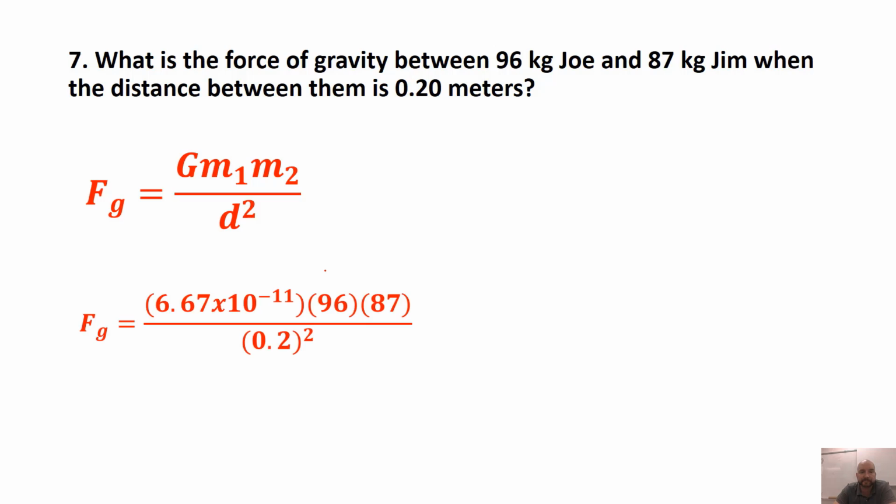Next problem. When you plug it in, you should get 1.39 times 10 to the negative 5th newtons. Same place where students would make a mistake, right there, leaving this out or leaving a 1 there instead.